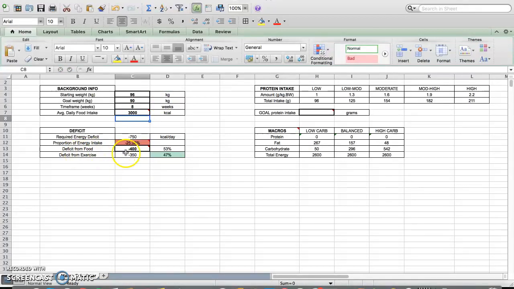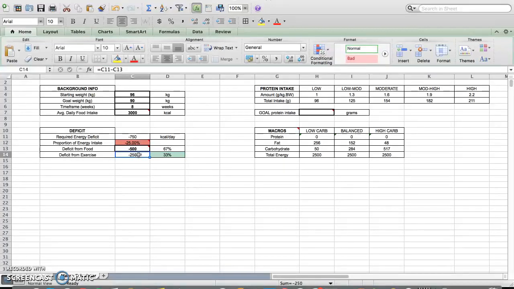Now, the deficit from food, this is another number that you need to enter. This is something that I'll run through with clients when we're looking at restricting a diet, is how much energy we can pull out. Usually we're looking at 300-400 calories. In my situation, I'm happy to pull out 500 calories of food. So 67%, or 2/3 of the 750 calorie deficit, is going to come from food, which means there's an extra 250 calories that I need to bring in from exercise every single day.